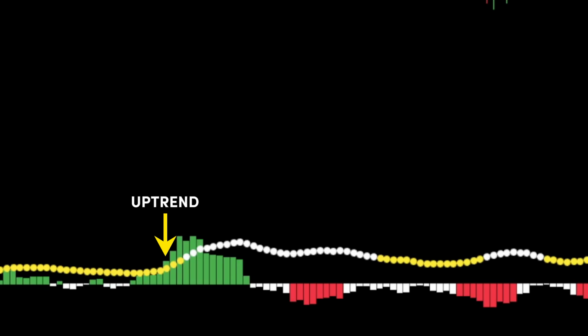For example, if the indicator bar is green, it confirms an uptrend. To ensure the strength of the confirmation, make sure the dots are yellow. If the dots are white, cancel your setup.